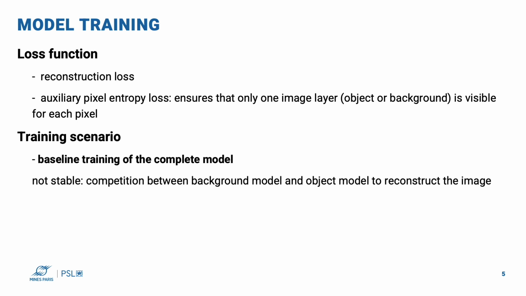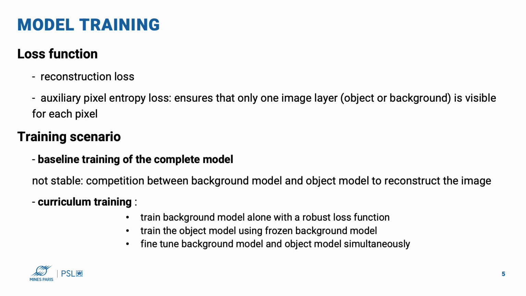We have then implemented a curriculum training scenario. We first train the background model alone using a robust loss function. We then freeze this background model and train the object model during a second phase. We then fine-tune the background model and the object model simultaneously to get the final model.